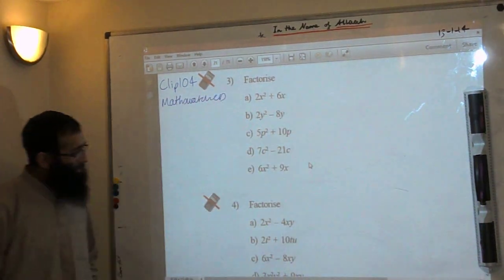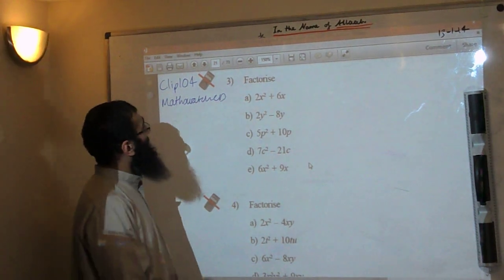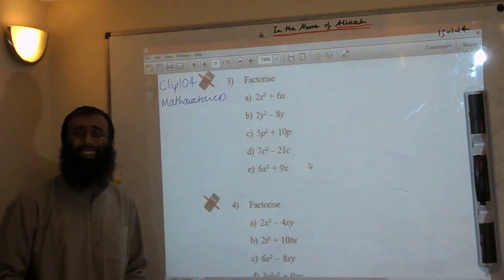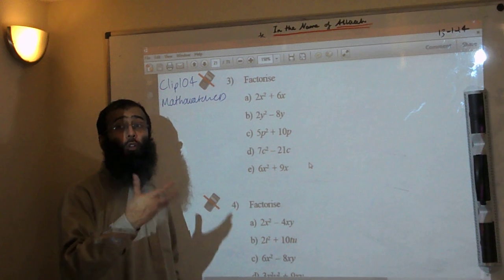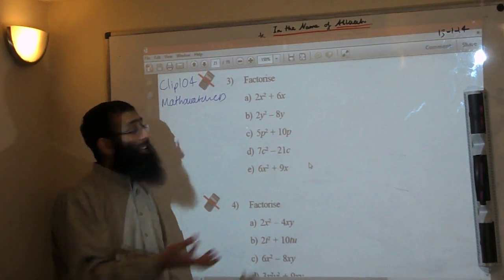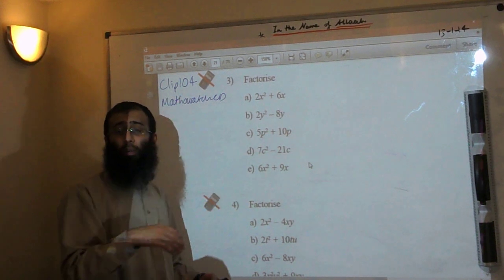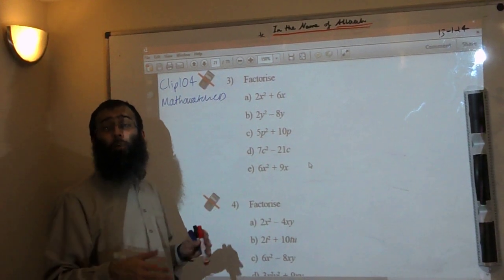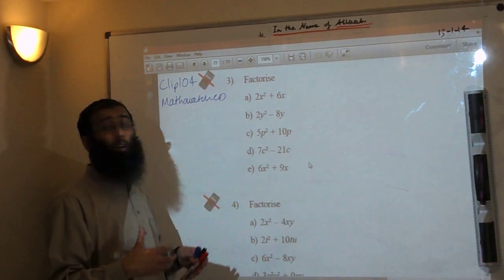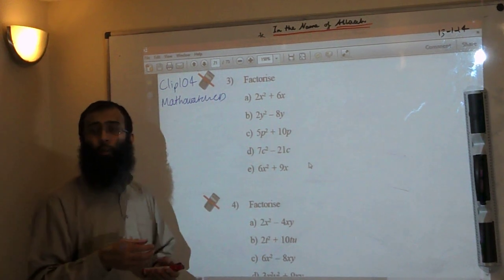Okay, right. In this next type of question, what we've got here, factorizing 2x squared plus 6x, we've got common numerical factors and common letters as well. So we've got both things. In the first examples, we had just numbers that were common. Then we had letters that were common. Now we're going to have letters and numbers that are common.